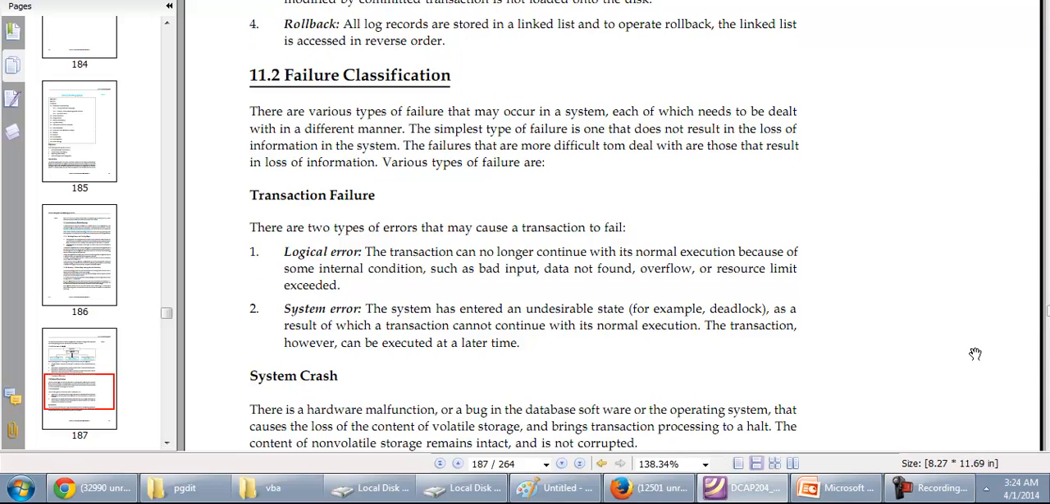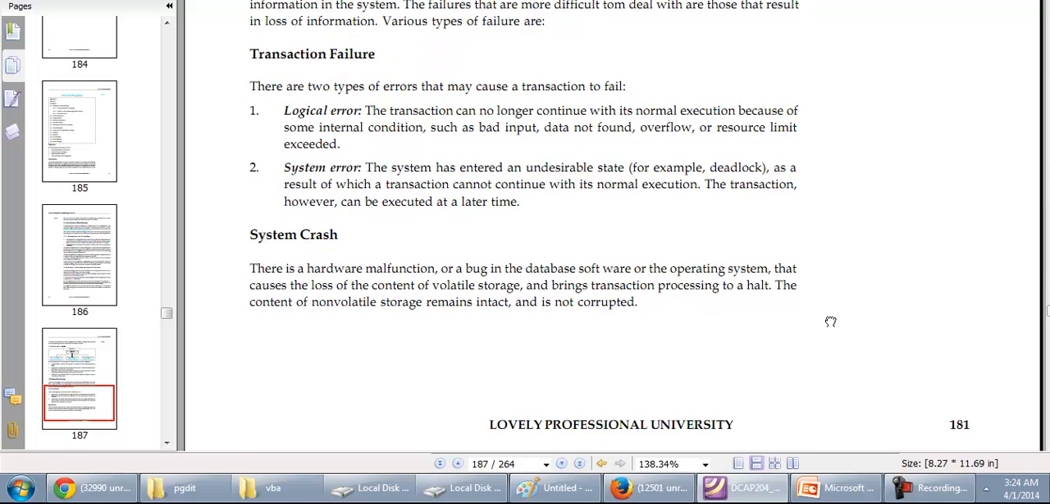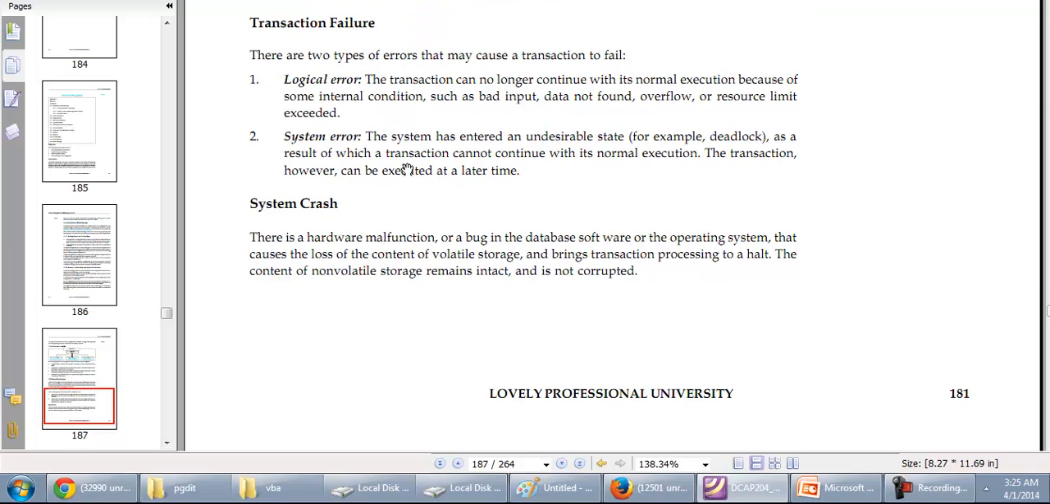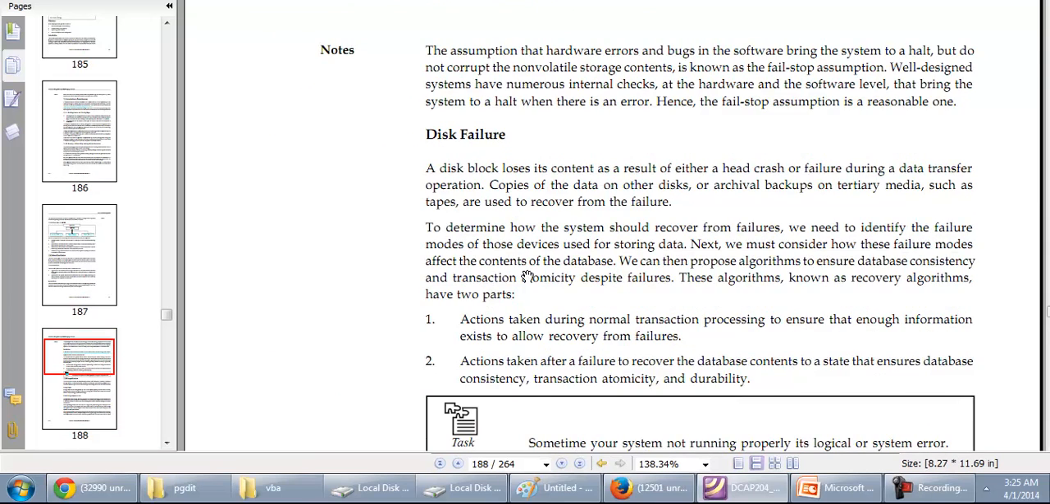So then we have the failure classification. There are various types of failure that may occur in the system. Each one needs to be dealt with in a different manner. The simplest type of failure is the one that does not result in loss of information in the system. The logical error, system error. A logical error means the transaction can no longer continue normal execution. A system error is something like deadlock. System crash: there is hardware malfunctioning, a bug in the operating system and so on.